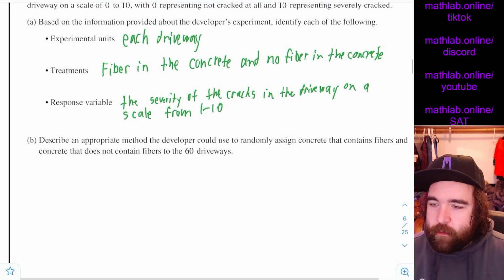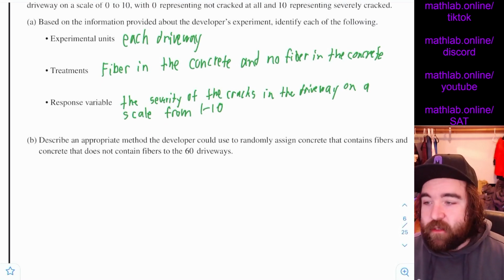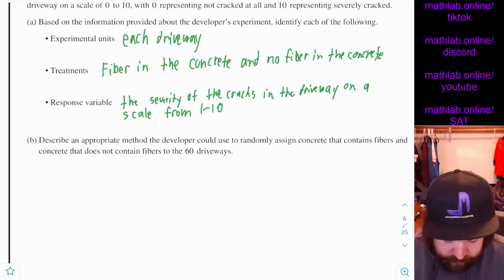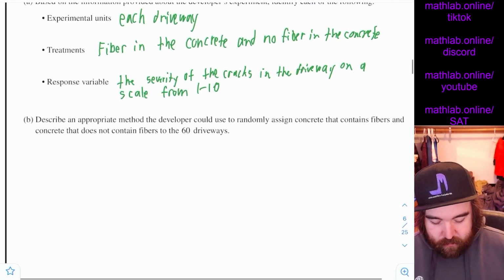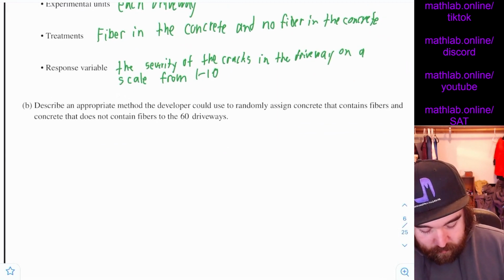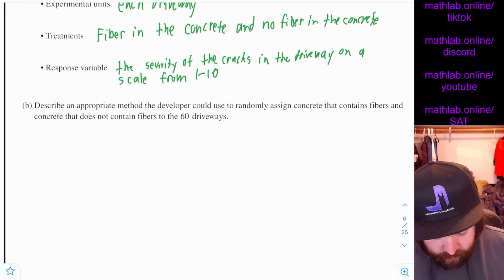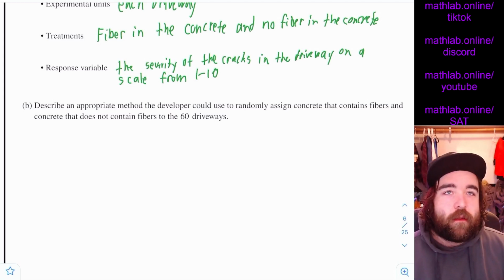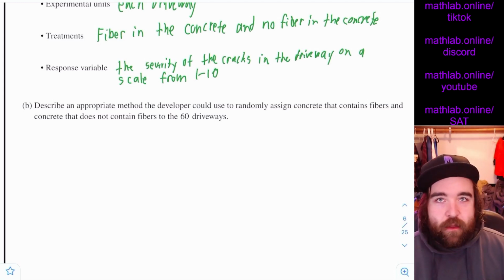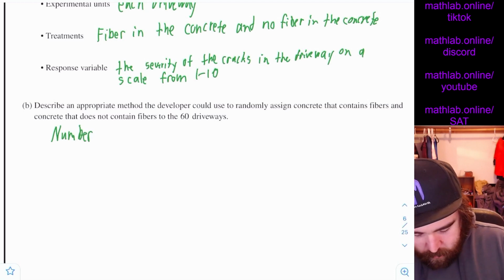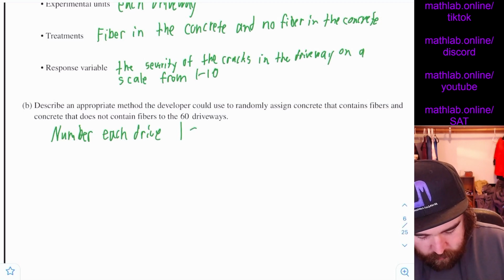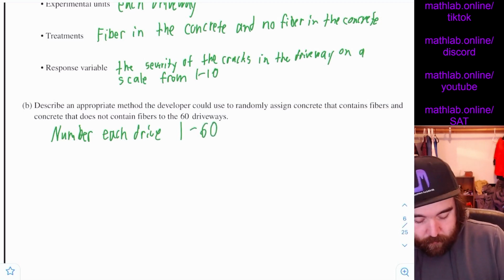Describe an appropriate method the developer could use to randomly assign concrete that contains fibers and concrete that does not contain fibers. So we normally put them all in a hat. That definitely makes it harder for this one. So let's just assign them letters. So we'll say, oh my gosh, I really do like drawing names out of a hat though. So let's number each driveway 1 through 60.